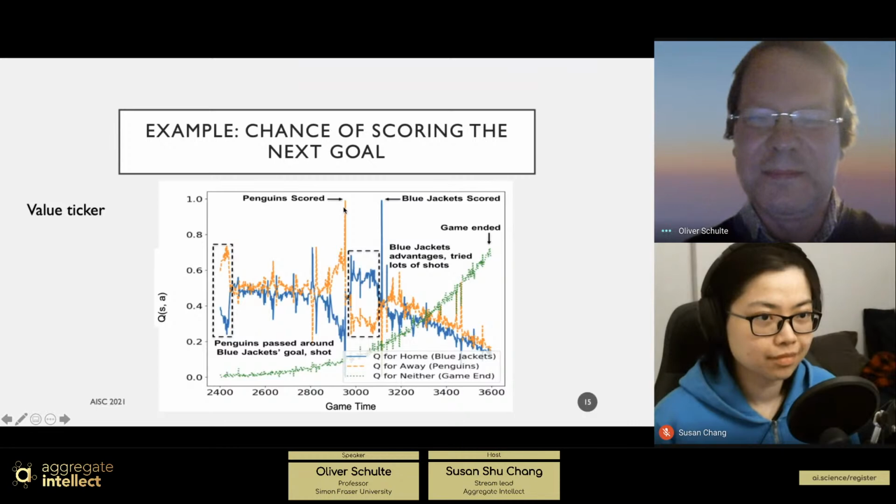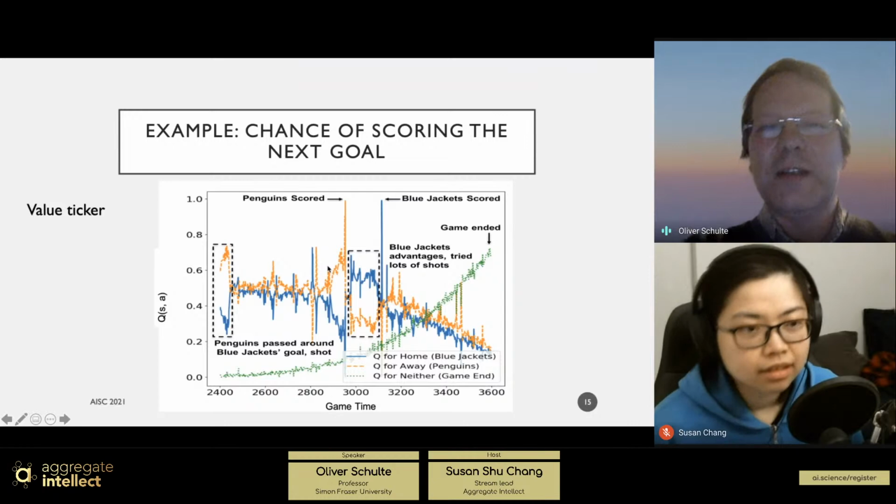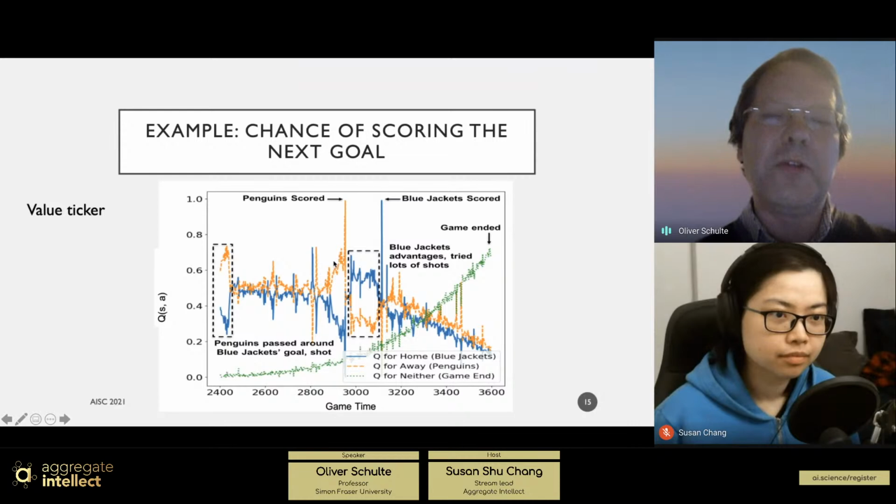So this illustrates the value function again, right? The goal probability is changing with the match state. And it also shows you that the model has some capability to actually anticipate, right, the goal coming up.